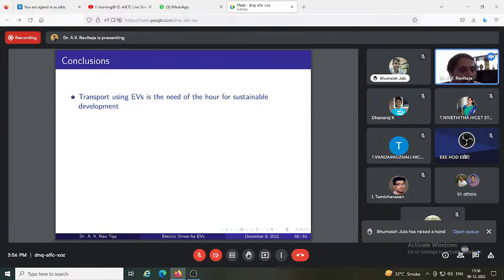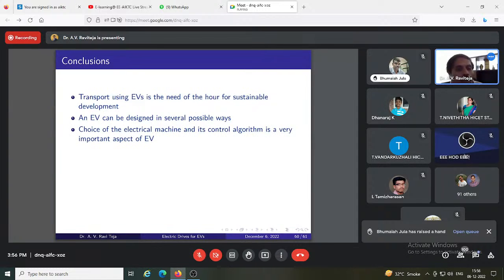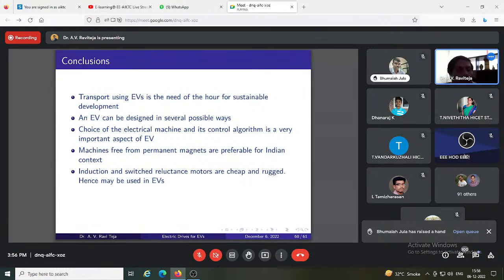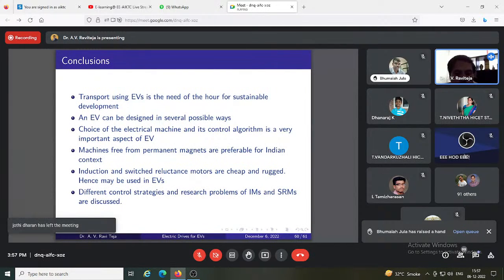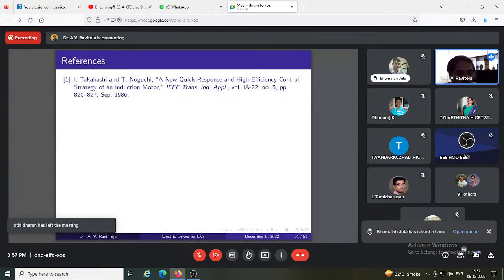So EVs are the need of the hour. EV can be designed in several possible ways. We have seen the choice of electrical machine and its control algorithm. Ultimately, making an electric drive for EV is one of the main challenges of EVs. And machines free from permanent magnets, like induction motor or switched reluctance motor, are preferable for the Indian context. Induction and switched reluctance motors are cheap and rugged, so they may be used for EVs. Different control strategies and research problems of induction motors and switched reluctance motors we have discussed.